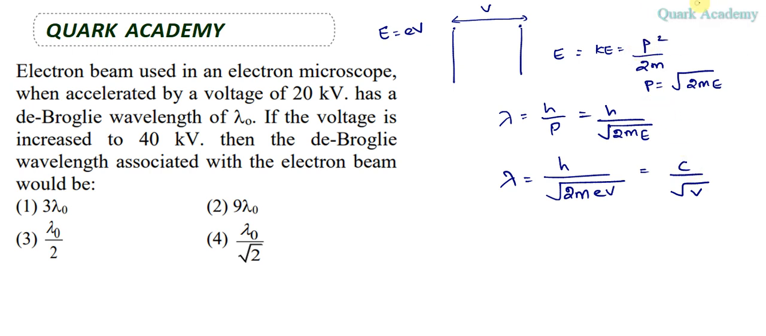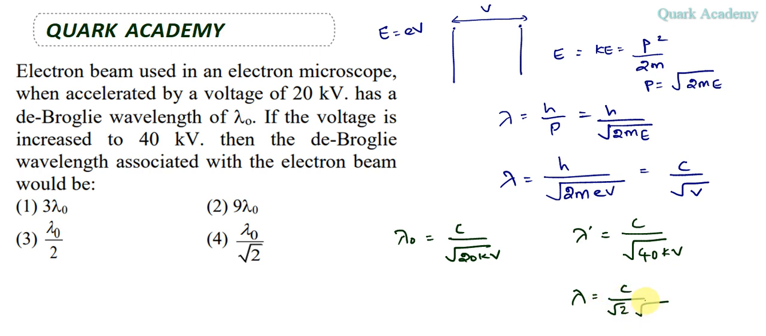In the first case, what we are having is lambda 0 for the potential difference of 20 kilovolt. In the second case, instead of 20, we are using 40 kilovolt. So it will become under root 40 kilovolt. Now this 40, we can write as root 2 times root of 20 kilovolt. So this part, C by root of 20, I can write as lambda 0.